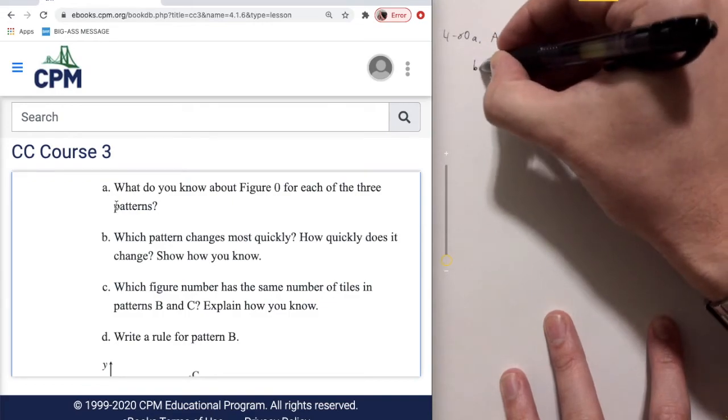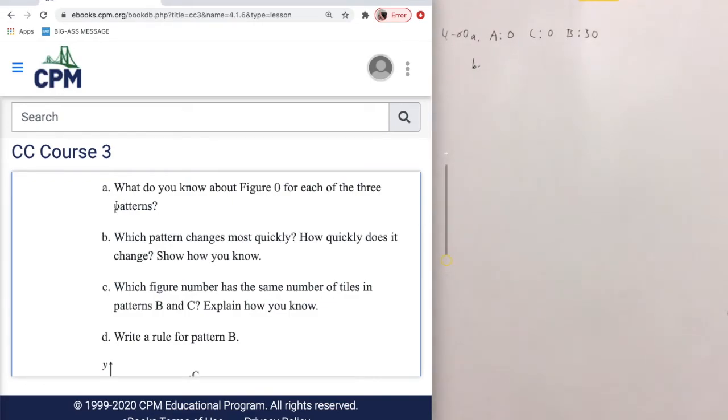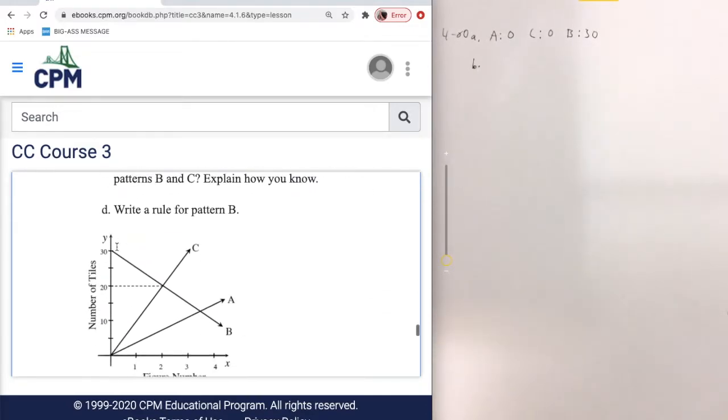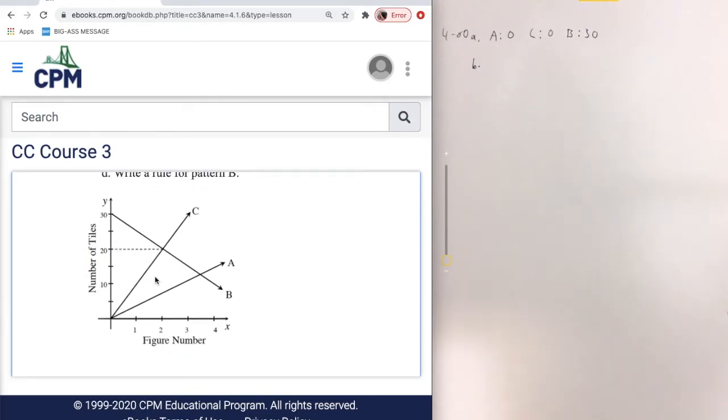Next question is B. And so it just asks which pattern changes the quickest and how quickly it changes. I was going to show how we know it. So if you draw out some slope triangles, that might be helpful here. So we want to see how much each of these change for every 1 in the x that they change. So for example, A down here, when we move across 1, it looks like we go up about 4. But we know A isn't the answer because right here we see C, which is quite clearly a steeper line than A. And the steeper the line, the quicker it grows.